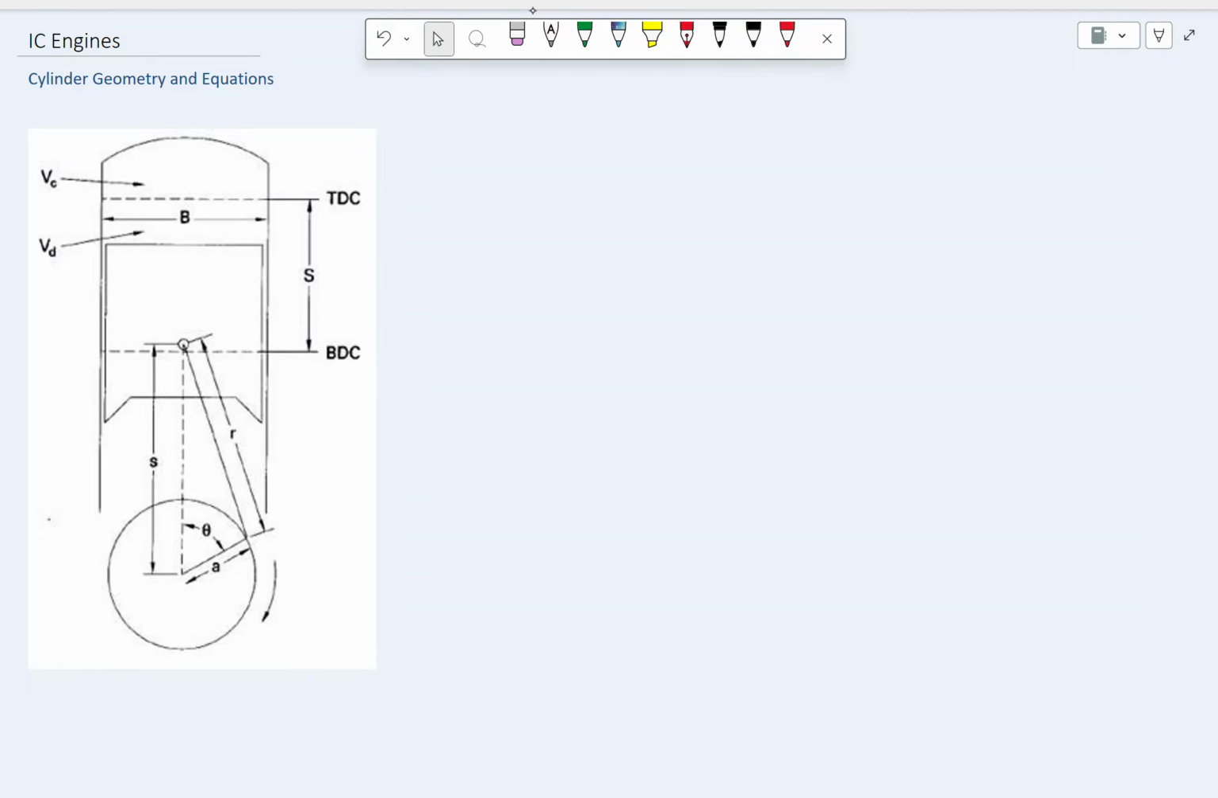So today we're going to talk about cylinder geometry, and continuing on from 4 and 2 strokes, we're actually going to look at what a cylinder looks like and some of the equations that are associated with that cylinder essentially. So to start with, I'm going to define all the terms that we see in the diagram on the left.